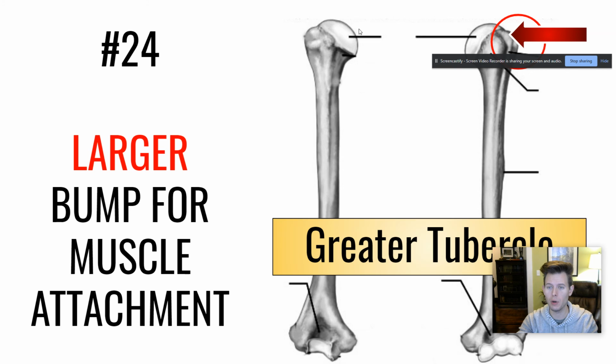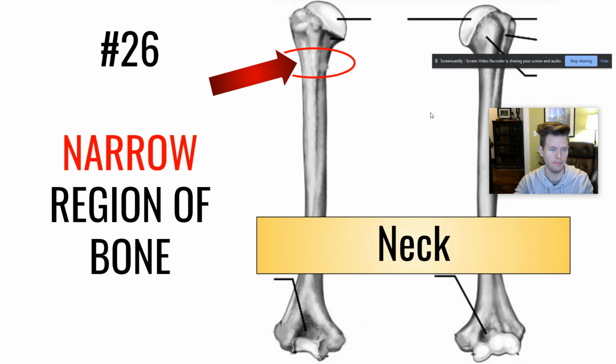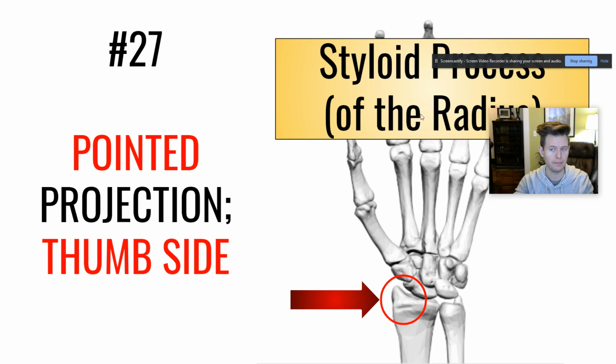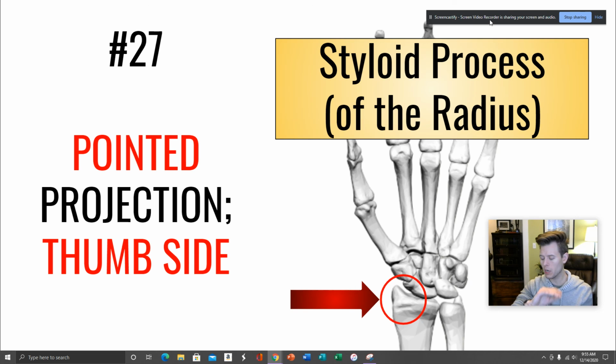And then on your arm bone, you have these two special locations. There is the greater tubercle, and there is the lesser tubercle. These are both locations for muscle attachment. Okay, beneath the head of any long bone is always called the neck. Now, right here, okay.